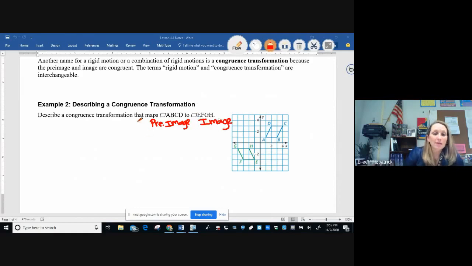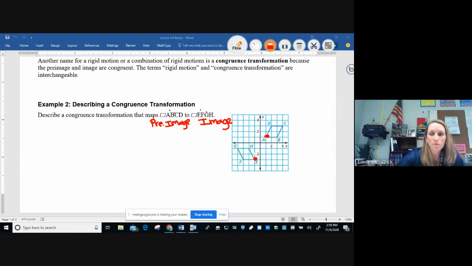The way they name it is super important as well because A and E have to correspond. So the coordinate of A has to map onto the coordinate of E. And that's important because that kind of helps you decide, was it simply a slide or did I have to rotate or did I have to reflect? So that's going to help you determine what kind of transformation took place. And coordinate of B and F have to match. So B is going to map to F.